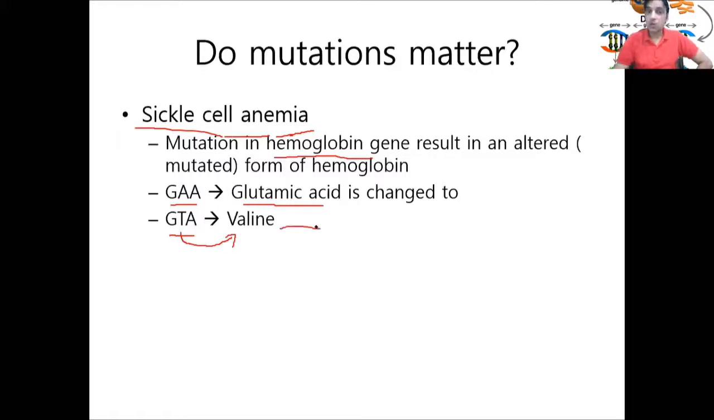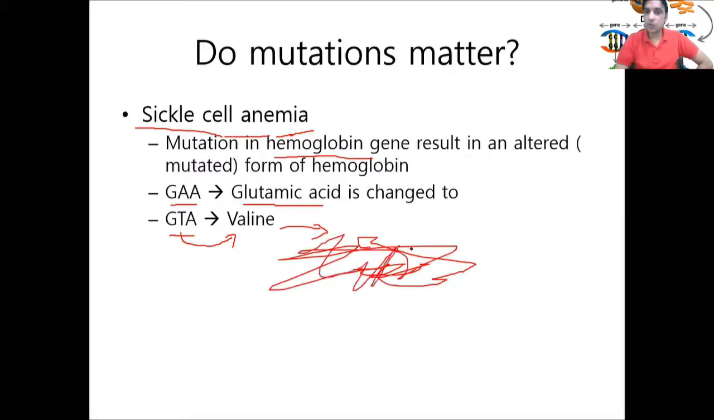So whatever the new hemoglobin is now producing, we have a new hemoglobin here, and that new hemoglobin will not be able to absorb oxygen efficiently, and that is the trouble. So mutations can cause this trouble.